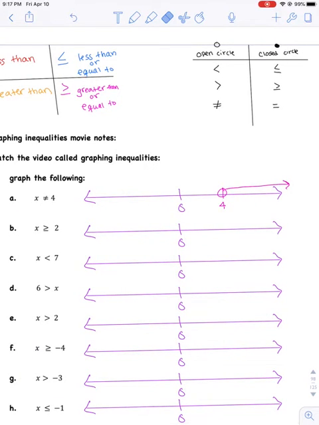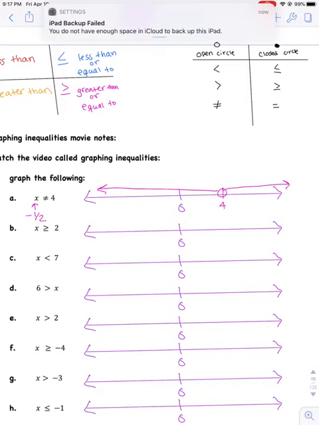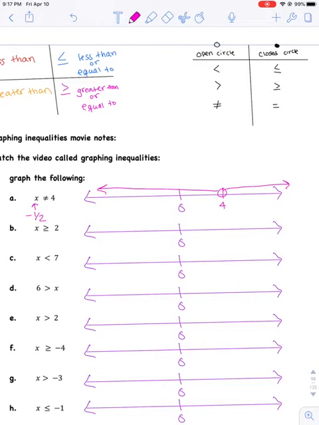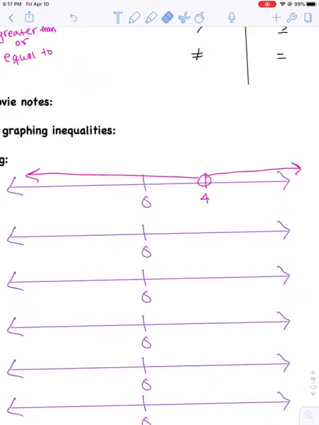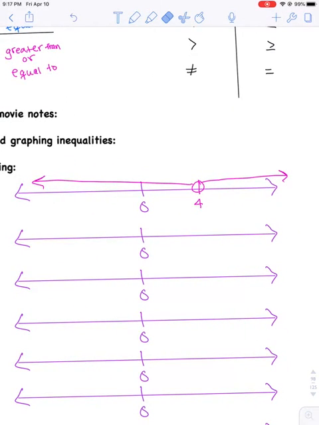What about the numbers less than 4? Are those numbers not equal to 4? So would it be fair to also have an arrow going this way? So that would mean a number like 0 could work. Is 0 not equal to 4? Yep. How about -1/2? Is -1/2 not equal to 4? Yep, that works too.